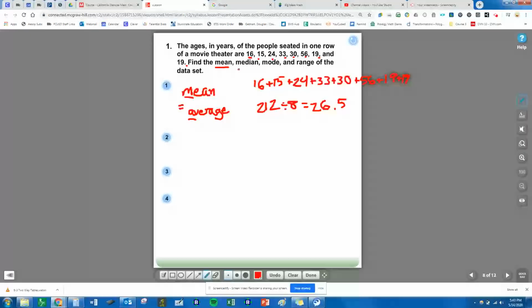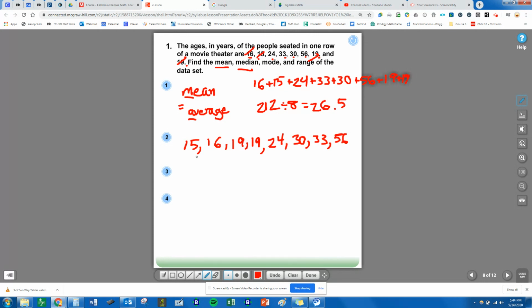Okay, to find the median, we're going to find it a little bit of a different way. First, I need to put the numbers in order. So my lowest number is 15. And I just sort of cross them off as I go. I found this is the easiest way to go. 16. We have 19, 19, and you have to list 19 twice. Next we have, looks like 24, 30, 33, and 56.